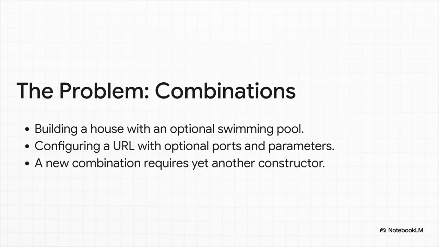And you know, this problem isn't just in code, it's everywhere. Think about building a house, right? You definitely need walls and a roof, but that swimming pool, that's optional. So is the 2-car garage. Or think about building a custom PC. You might want 16 gigs of RAM, but no special graphics card. The combinations are practically endless, and for every new combination, you're tempted to add, yep, you guessed it, another constructor. That approach just does not scale.